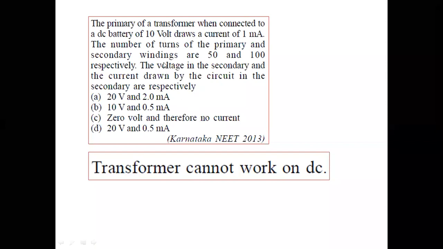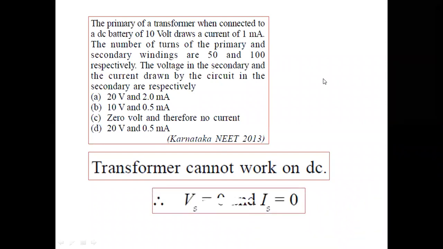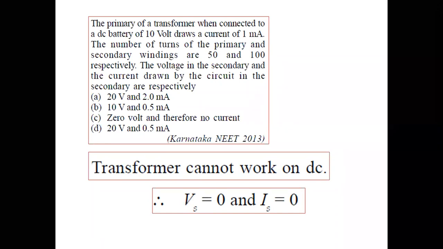You have connected a DC battery of voltage 10 volt, so there is no induced voltage. Therefore, the voltage in the secondary and the respective current is also zero. So it means VS equal to zero, IS equal to zero. I hope the question was very simple and it has a meaning in it.